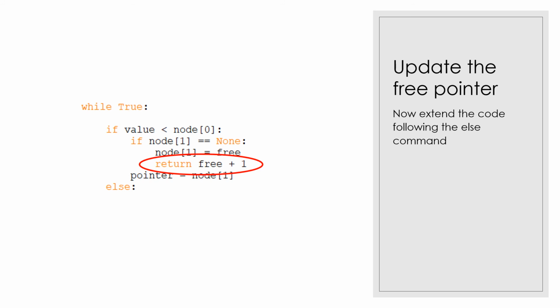Now, the final task for you is to add the code following the word else. So I've shown you the code that will run if the value is smaller than the data at the node. But what if the value isn't smaller? What if it's larger? Or I suppose the same. So fill in all the code that goes below the word else, more or less copy what you can see here on the screen and try and make that work. And then we'll look at what happens in the main program.